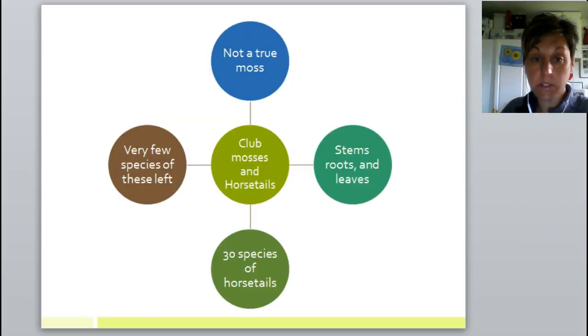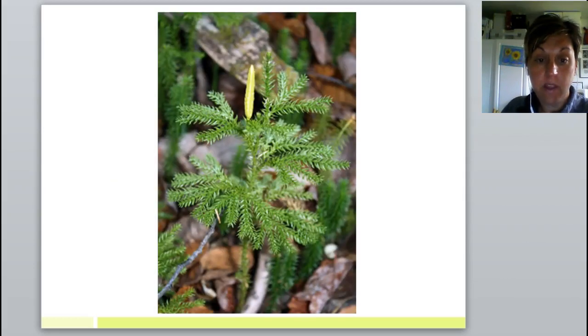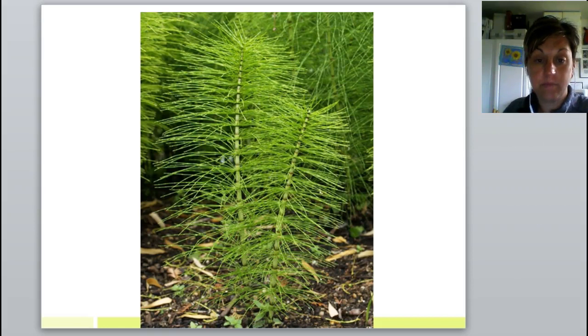Club mosses and horsetails. Remember, a club moss is not a true moss. It is a true vascular plant. Club mosses and horsetails have stems, roots, and leaves. There are about 30 species of horsetails, and there are very few species of both club mosses and horsetails left. This is an example of a club moss. It kind of looks like a baby pine tree. And here's an example of horsetail.